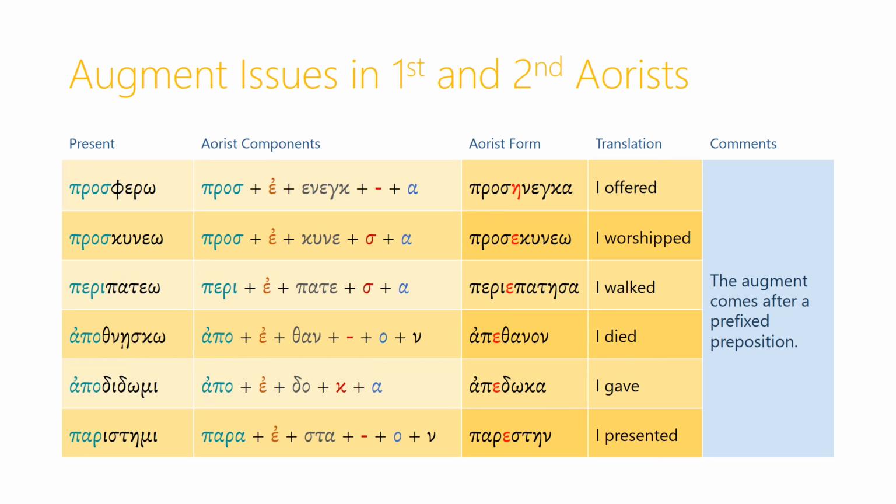Peripateo becomes periepatesa. Apothnesko becomes apethanon. Apodidomi becomes apedoka. And paristemi becomes parestesa. But the basic idea that you need to keep in mind is that in addition to watching for the augment lengthening an initial vowel on the verb, another way that it can hide is by hiding in between a prepositional prefix and the main part of the verb.